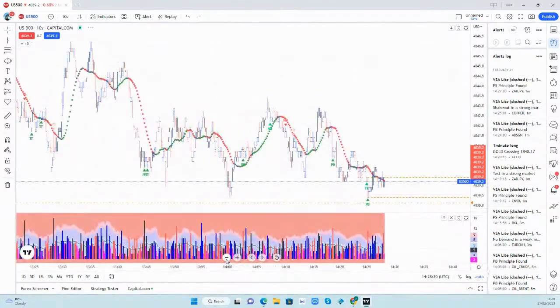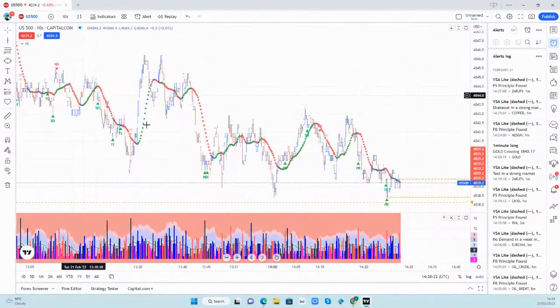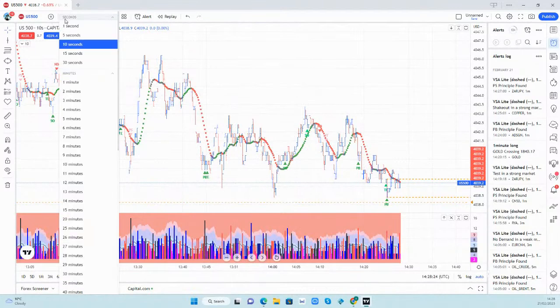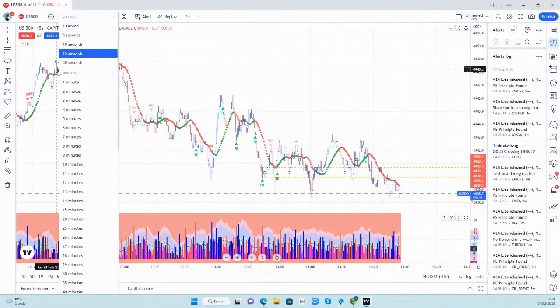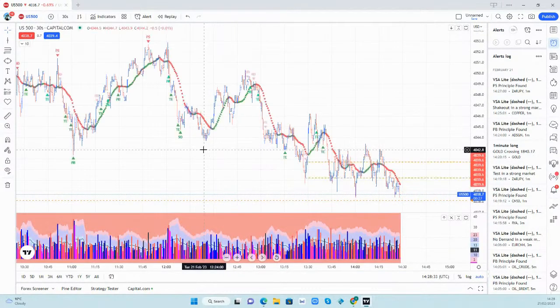Let's have a look at the 10-second. It's going generally down. 15-second, yeah, generally down. So really it's a short trade setup. There you go, 30-second chart.